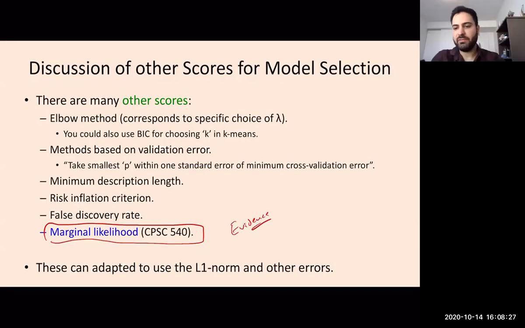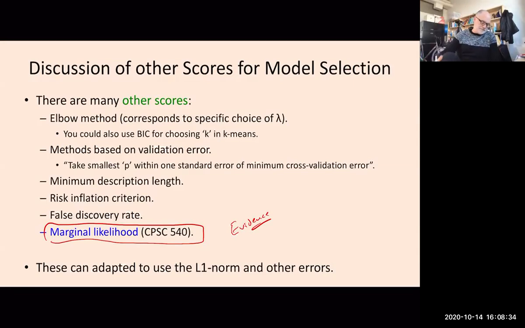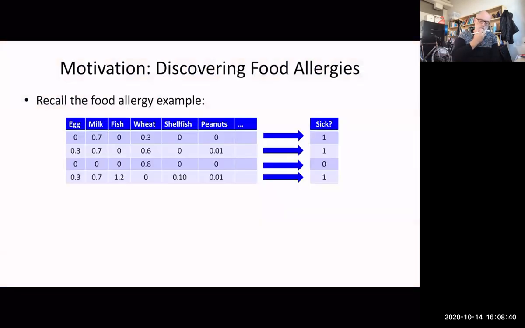Is there a quantitative way to do the elbow method, or is it usually human-based? Usually human-based. And these can be adapted to different norms. It's not a problem. Okay. But yeah, that's the story there.